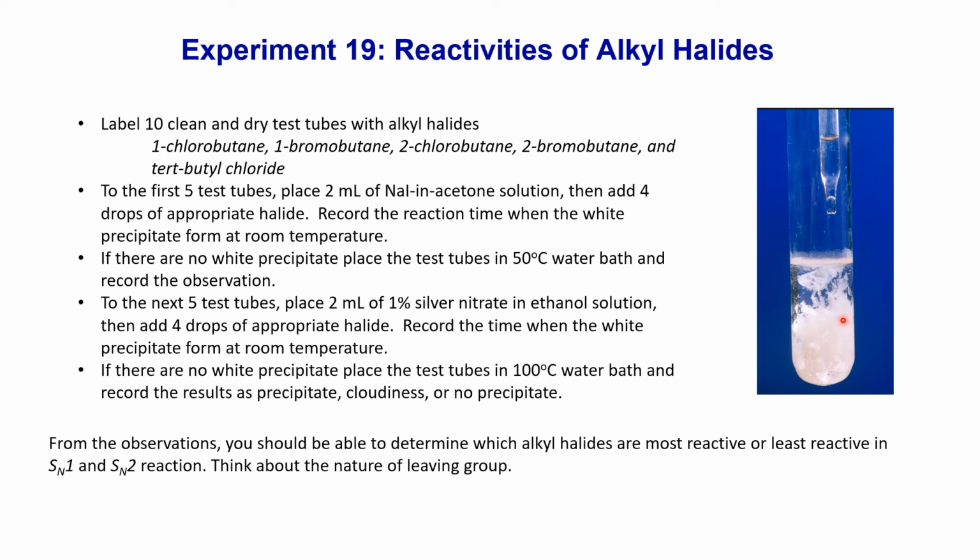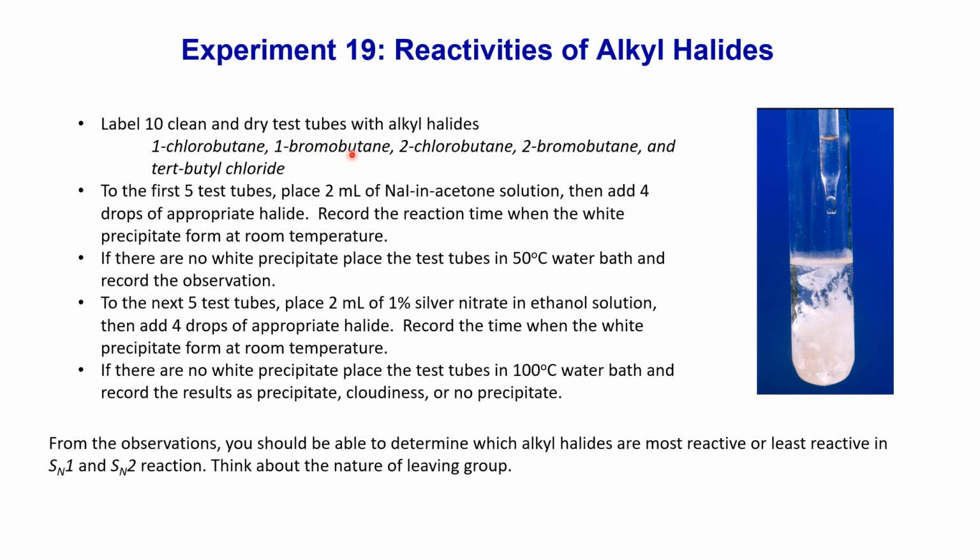A white precipitate means the reaction is taking place. If there is no white precipitate, then there's no reaction at room temperature. So what you have to do is take this test tube and put it in a hot water bath at about 50 degrees Celsius. It's a warm bath, and record down the observation. At elevated temperature, the white precipitate may start to form slowly. Record down the time and the observation.